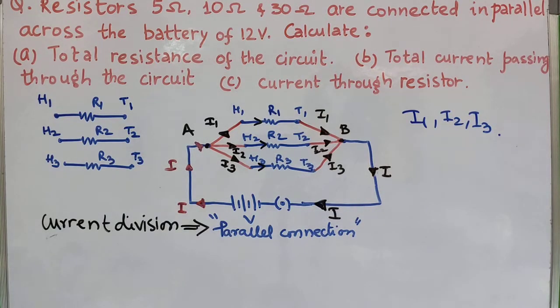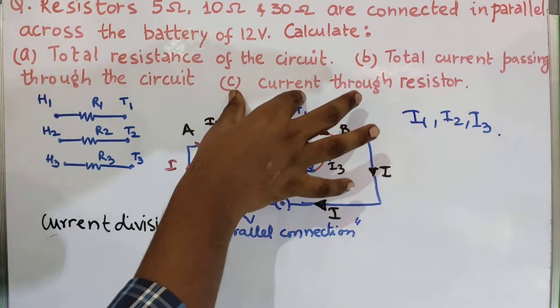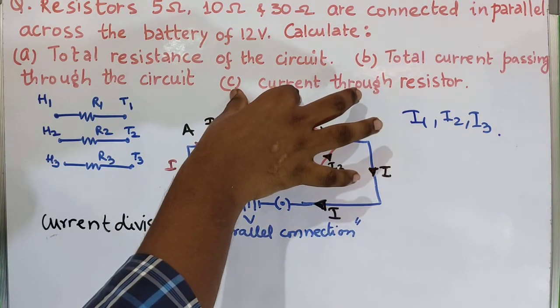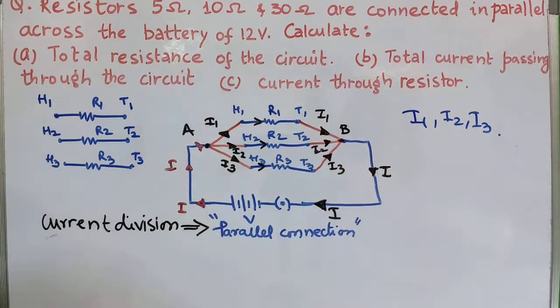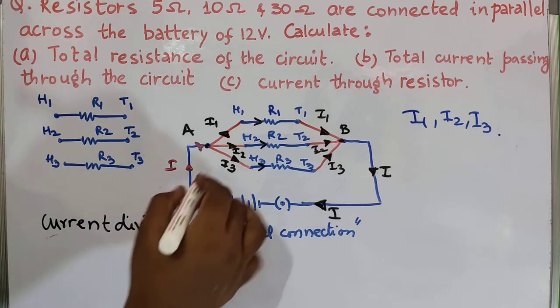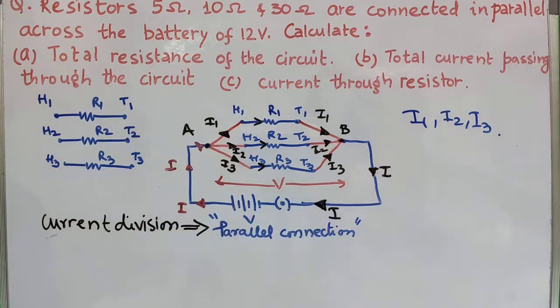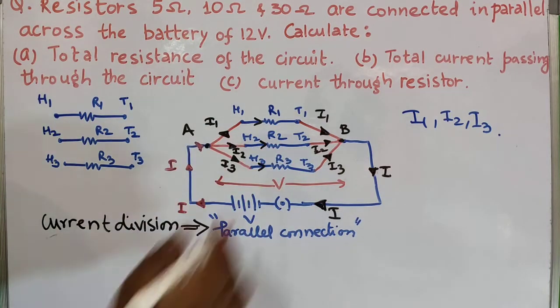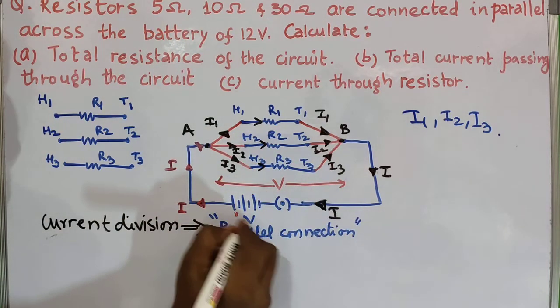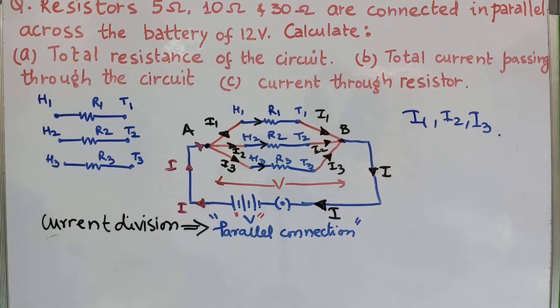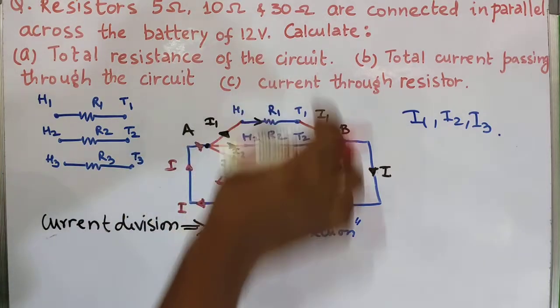Now let's talk about the potential difference across each end of the conductor. So potential difference across each end of a conductor R1, R2, R3. So these are the ends H1, T1. They all are connected at one point. That means this whole potential is going to be same, and this potential which is going to be same is equal to the potential difference created by our battery.